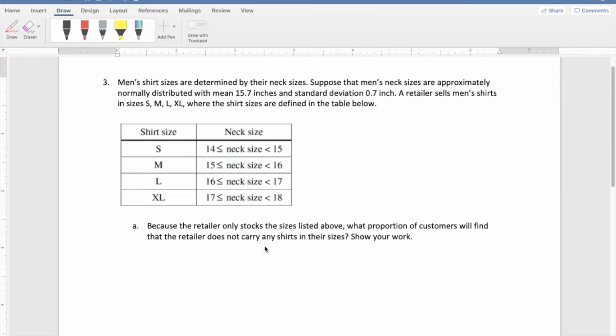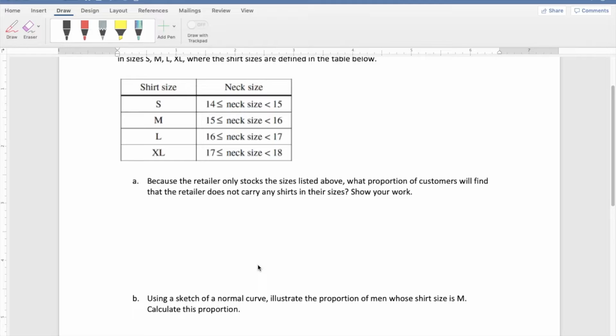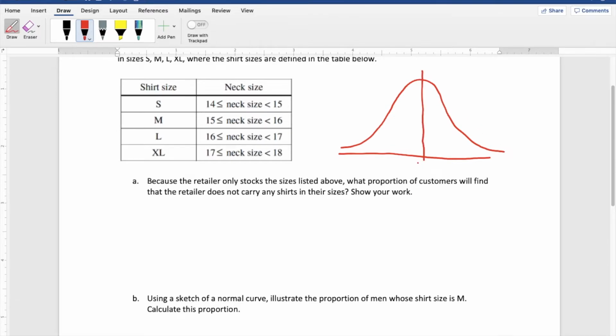A retailer sells men's shirts in small, medium, large, extra large, and we have our indications of what makes each size. So part A says, because the retailer only stocks sizes listed above, what proportion of customers will find that the retailer does not carry any shirts in their size? So I'm going to start by drawing a normal model for our neck size distribution. On part A, that was not a requirement to get the full credit, but to me it's visually helpful.